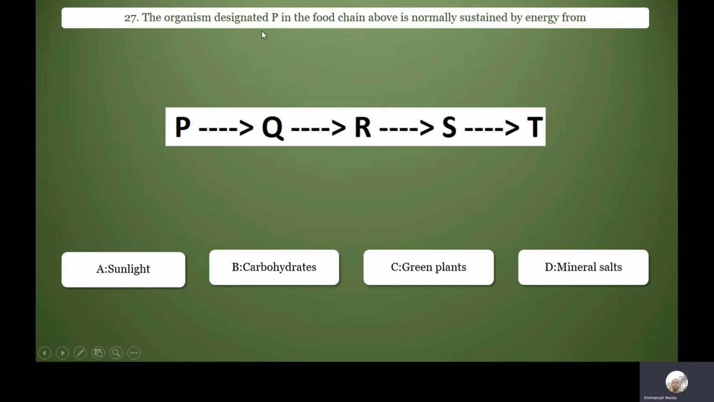The organism designated P in the food chain above is normally sustained by energy from. The correct option here is A, sunlight. P is the producer in the food chain. The food chain always starts with a producer. Producers are plants, they get energy from sunlight. So the correct option here is A.